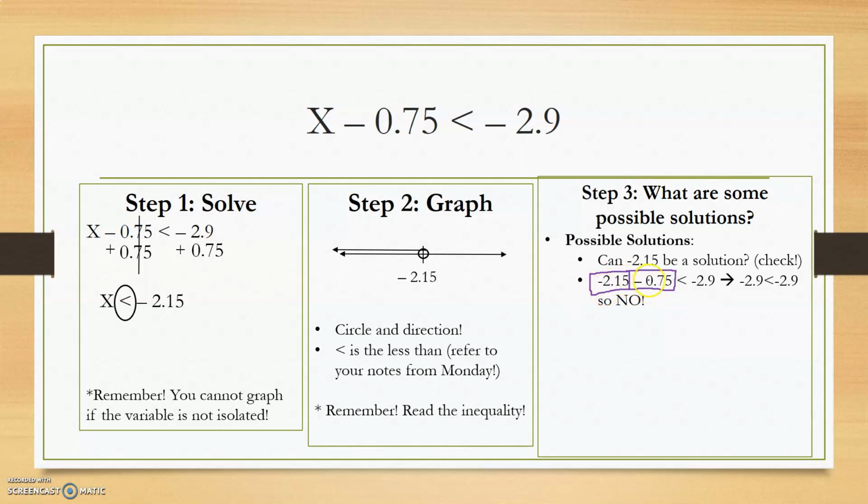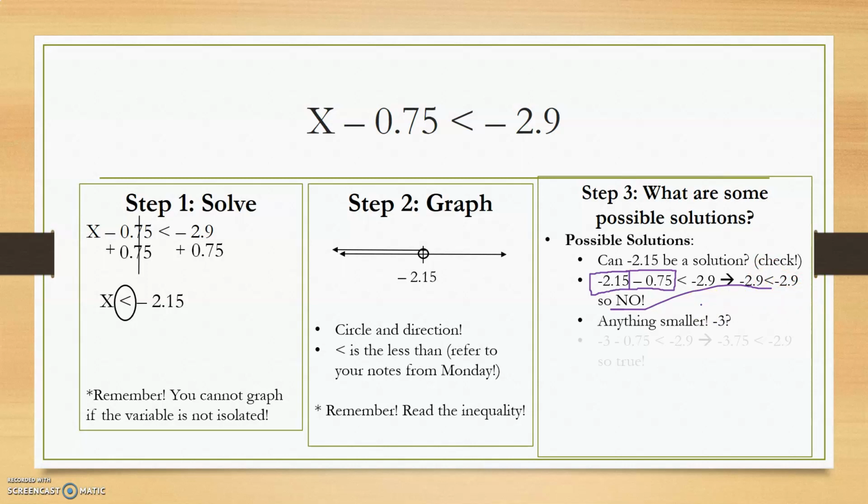Okay, we're going to add the two boxes. Negative 2.15 plus negative 0.75. That evaluates to negative 2.9, okay? When I read the inequality, I've got negative 2.9 is less than negative 2.9. That is not a true statement because it is not less than negative 2.9. It's equal. So that means anything smaller.